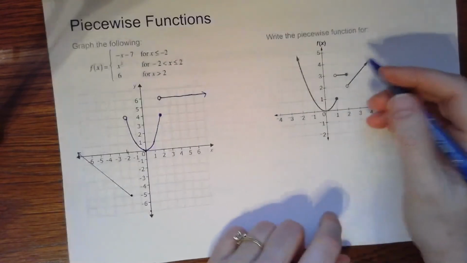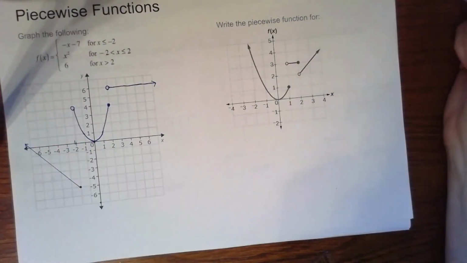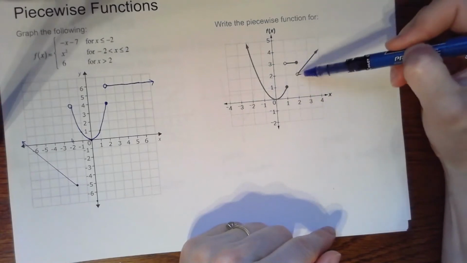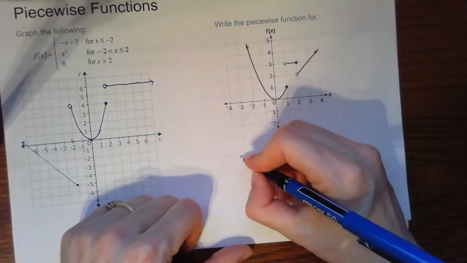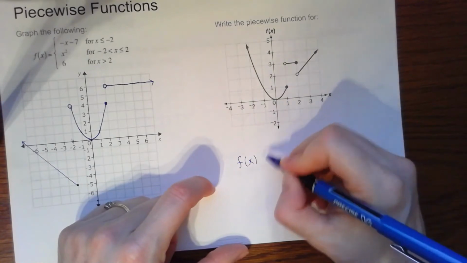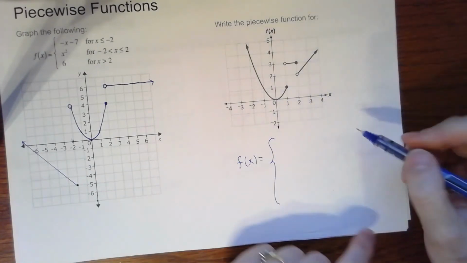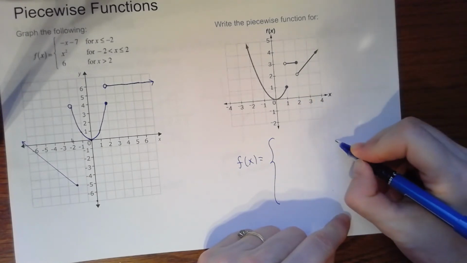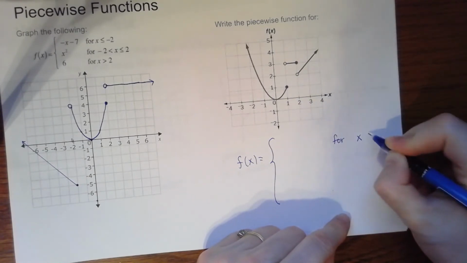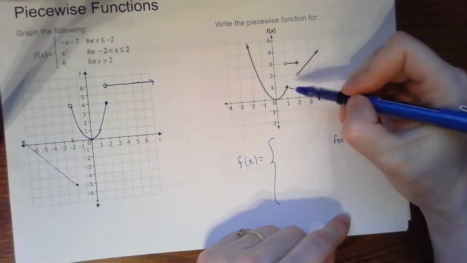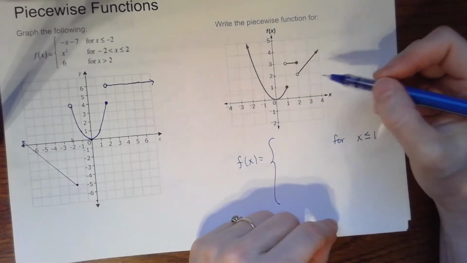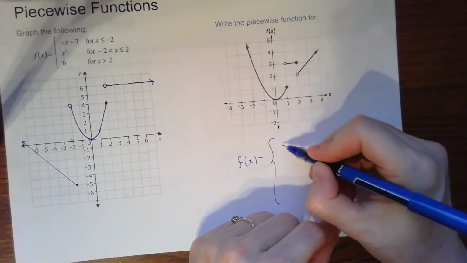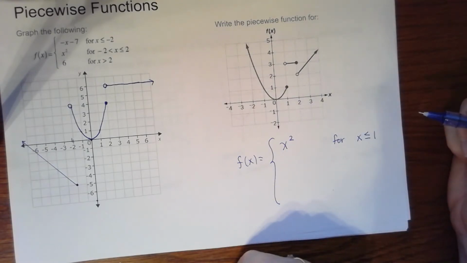Now let's say we had to write the piecewise function for this graph. We can see these 3 different pieces pretty well. So if we wanted to define this, our first interval would be all values less than or equal to 1. So this would be for x less than or equal to 1. It looks like a parabola with vertex at 0, 0, just the normal parent parabola, x squared.